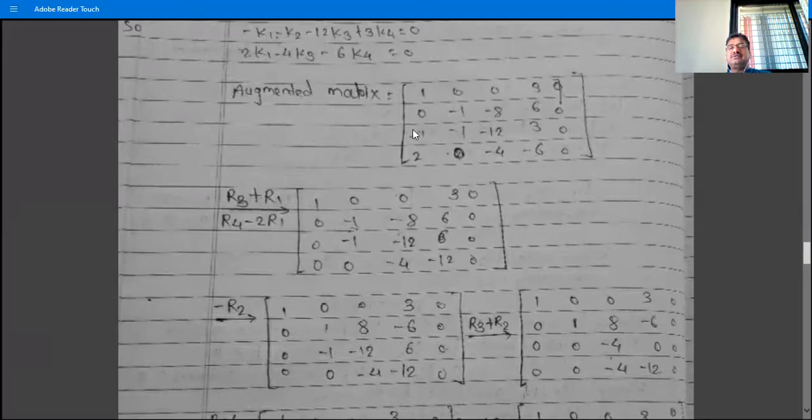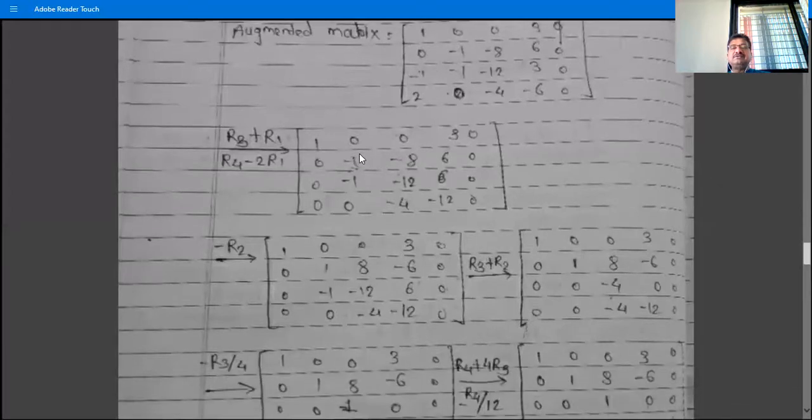This is 0. So we have to reduce this -1 and 2 to 0. So the transformations are R3 plus R1 and R4 minus 2 R1. So we keep the first two rows as they are, here 0, and then after calculation we have this. These are the rows. Okay.